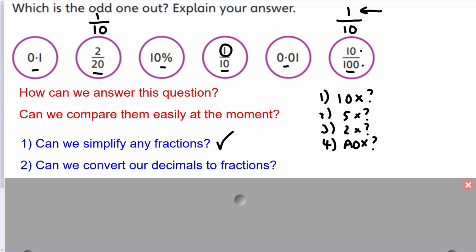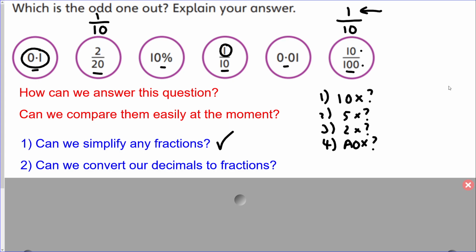Then, can we convert our decimals into fractions? And this is where, if you know your learn by heart facts, this is very, very quick. If you don't, it's a little bit trickier. But we have gone through it. So for people who know their learn by heart facts, that's easy. You know 0.1 is just 1/10.